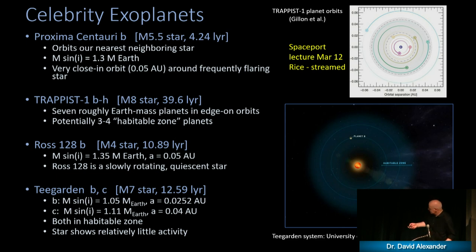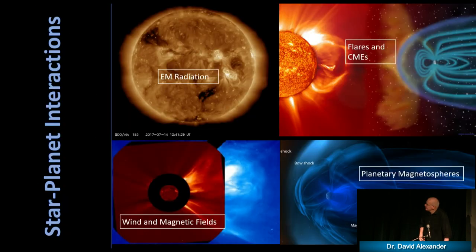The Teegarden system is catching a lot of attention. There might be two planets in its habitable zone based on this liquid water thing. And these are the kind of things that get added to every so often. Lots of planets get added every week or so, but the kind of celebrity ones, Teegarden was just a fairly recent one. What's interesting about Ross is it's actually a quiet star, but we'll come back to that.